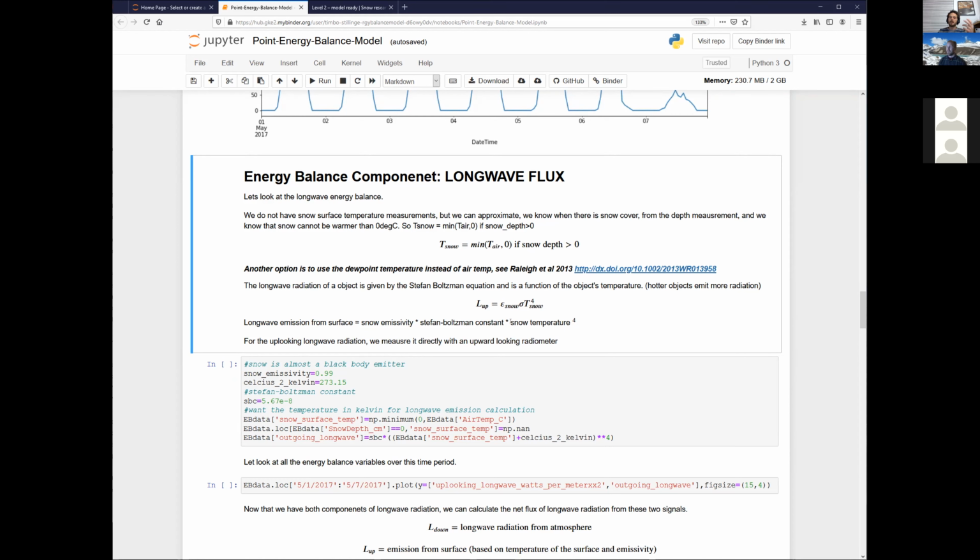And then to figure out the long wave radiation coming out of the atmosphere, we have an upward looking radiometer that measures that. And that long wave radiation from the atmosphere is dependent on the temperature of the atmosphere, which a lot of that is influenced by how much water vapor is in the atmosphere, with clouds being an example of if you have really warm clouds over the snow, that'll add a lot of long wave radiation being absorbed by the snowpack.